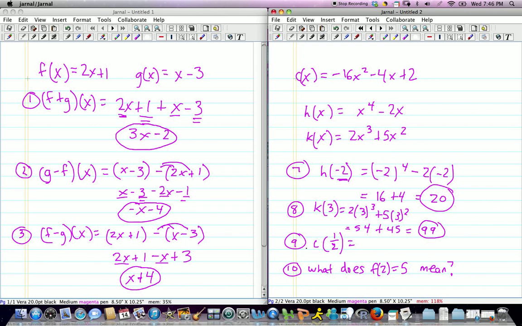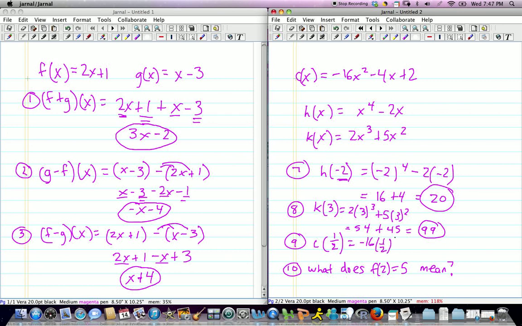If I look at number 9 here, I get c of 1/2. So I'm going to put 1/2 in for the c function. The c function is negative 16 x squared minus 4x plus 2. So when I see x, I'm going to put 1/2. So here I have negative 16.